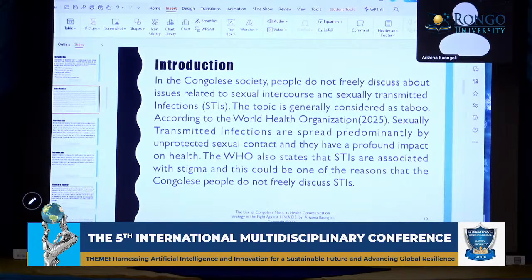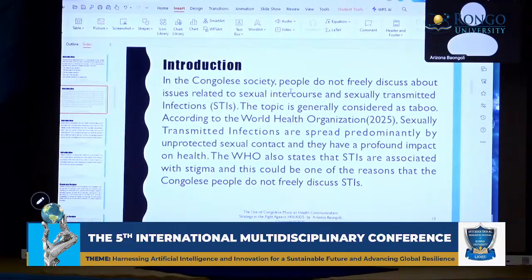And in Congolese society, people do not freely discuss issues related to sex, sexual intercourse, and sexually transmitted infections. Some of these topics are considered taboo. But when it comes to music, it becomes easier to talk about these topics. That's why music can solve the problem of discussing freely about HIV/AIDS and any topic related to sex, since artists are able to include in their songs even content that can be considered taboo in society.